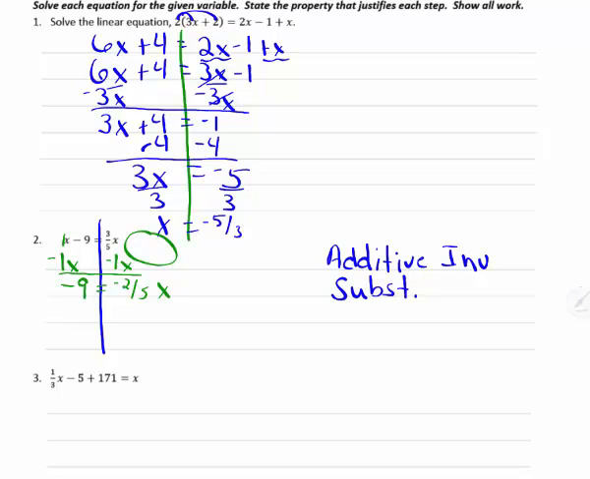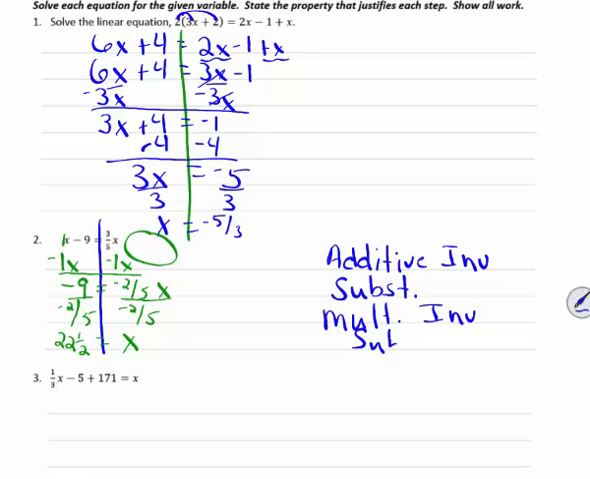Now I have to cancel the negative 2/5. It's being multiplied, so I'm going to divide by negative 2/5. Again, I'm going to put that in my calculator. Negative 9 divided by negative 2/5 is going to give me 22 1/2 equals x. Properties: multiplicative inverse, and anytime we do an inverse, it's followed by a substitution.